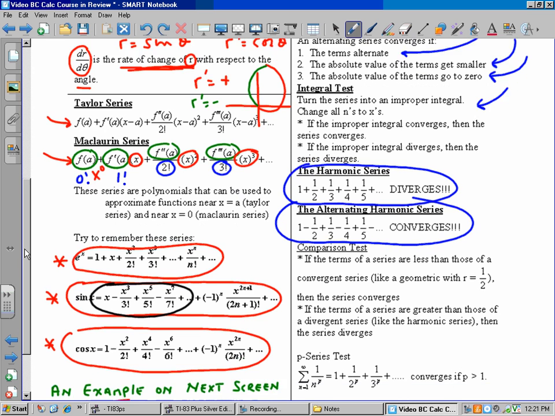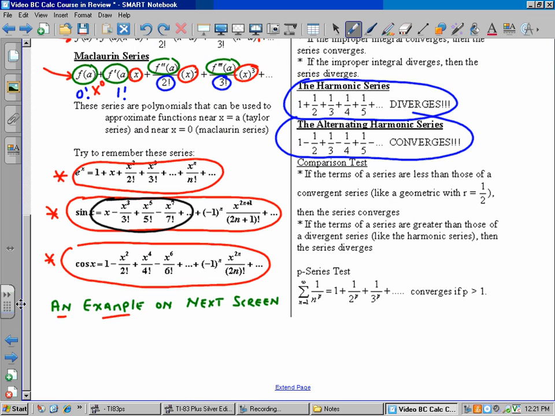It converges. The comparison test is something, again, that we don't use that much, but you can compare a series that they give you to a series that you know diverges, or maybe a series that you know converges, like a geometric with a ratio of 1/2.